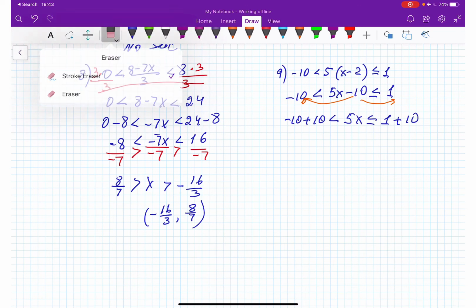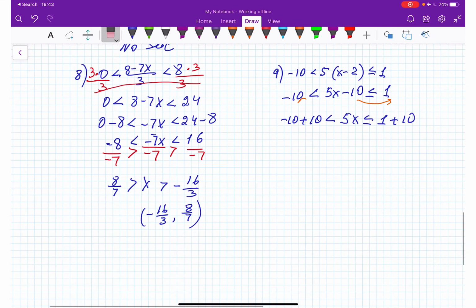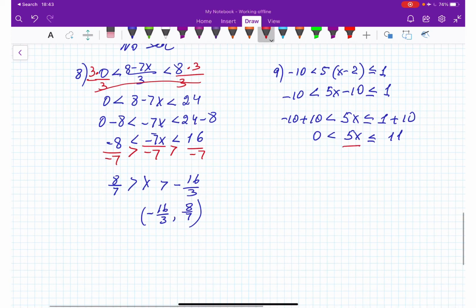Okay, so what do we get here? 5x greater than 0, less equal 11. And dividing by 5 to get x. And we are getting x is greater than 0, less equal 11 over 5. Okay, so this is the solution.